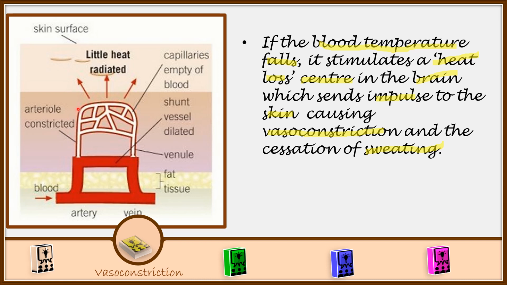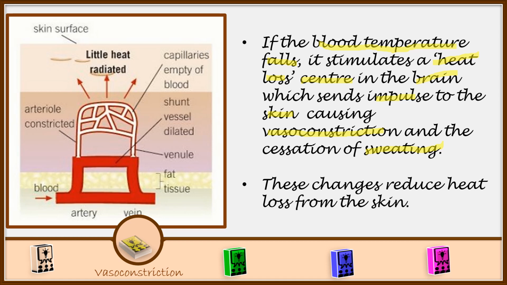And less blood passes near the surface of the skin, causing little loss of heat to the skin surface because of the vasoconstriction of the arterioles. These changes reduce heat loss from the skin. So we are seeing that the changes that are taking place because of vasoconstriction of arterioles are going to reduce heat loss from the skin. Why? Because a lot of blood is passing through the dilated shunt and connecting vessels, which are passing beneath the skin.